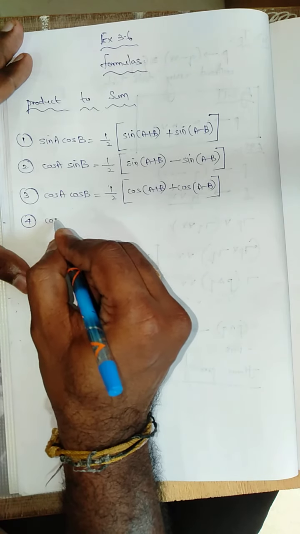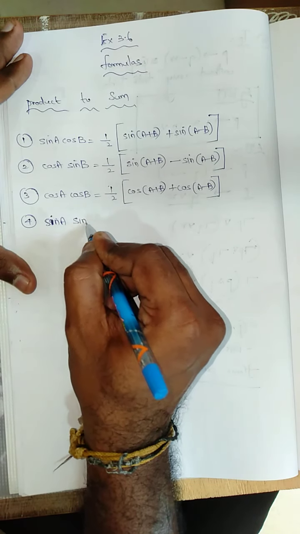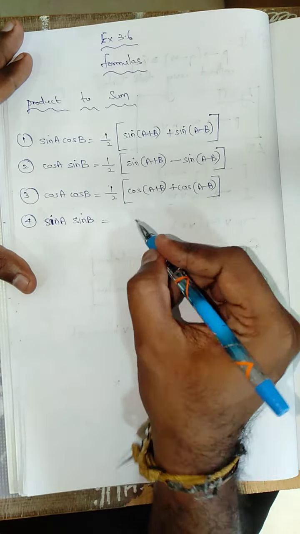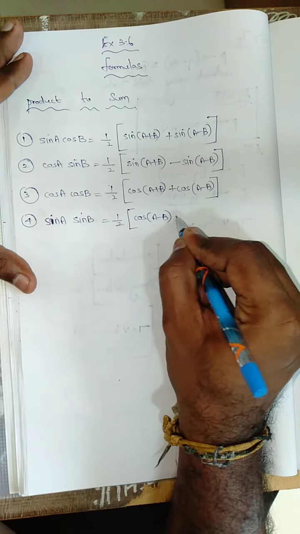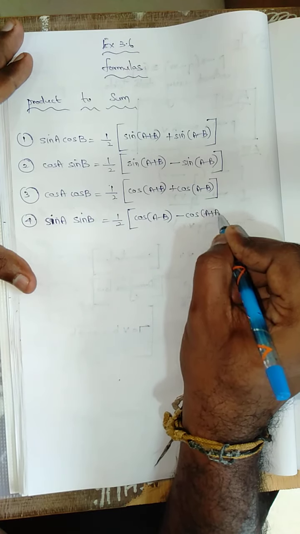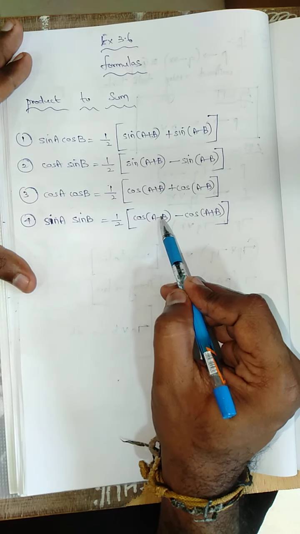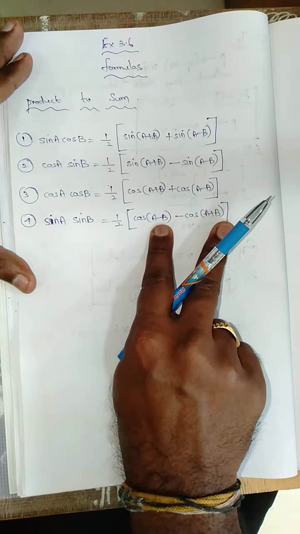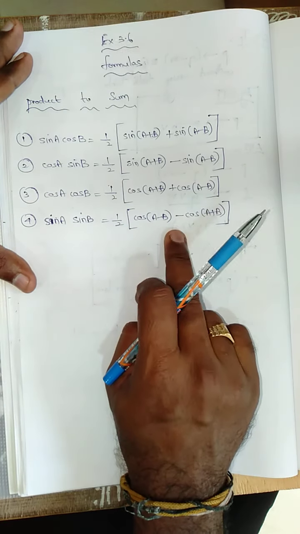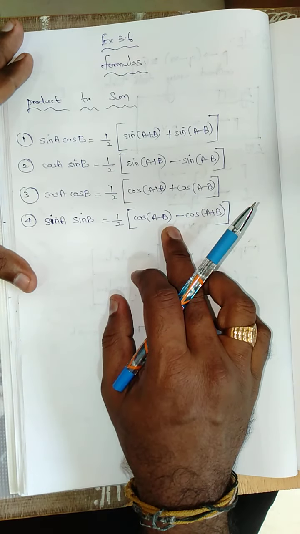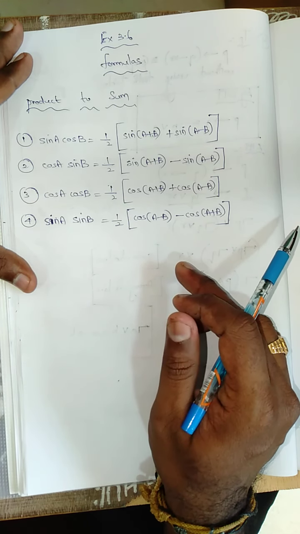What is the fourth formula going to be? Sin A sin B. This differs slightly: 1 by 2, open the bracket, cos A minus B minus cos A plus B. This formula slightly differs because here it is plus, plus, plus, and only here minus. So the positions of minus B and plus B are interchanged. So this is very important. Without these 4 formulas, we can't derive this exercise, so we need to study them properly.